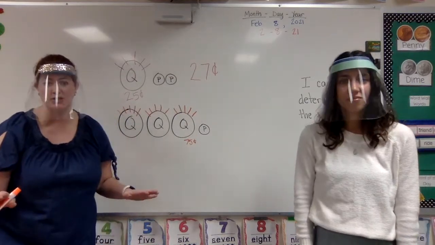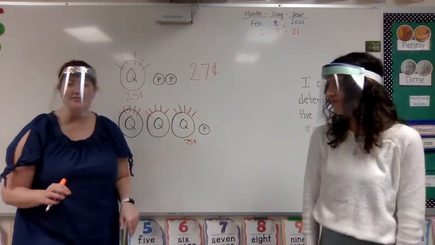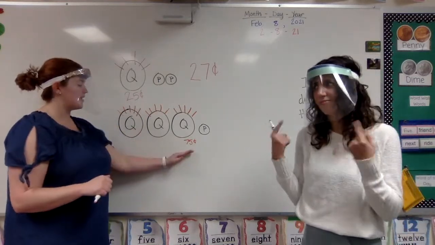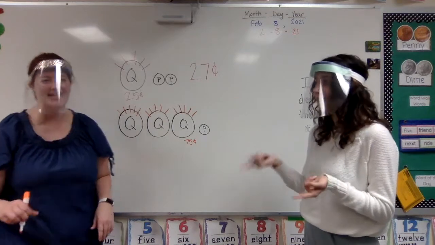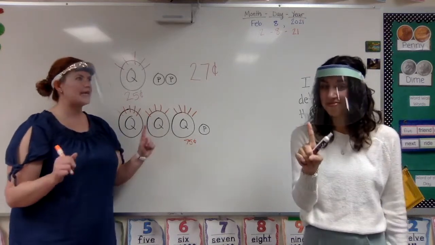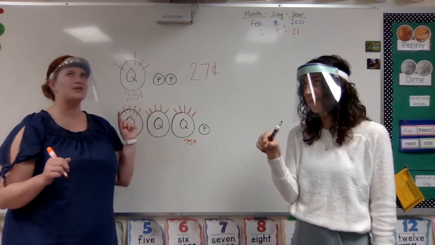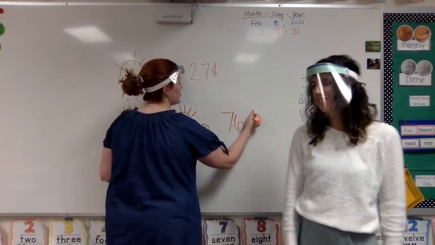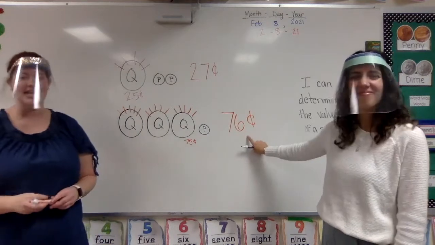Okay, I'm going to write that down so I don't forget, because when I get to my penny, I'm not counting by 5s still. I have my 3 quarters, which is 75 cents. And then 1 more cent would be 75, 1 more is 76. So this set of coins is worth 76 cents.